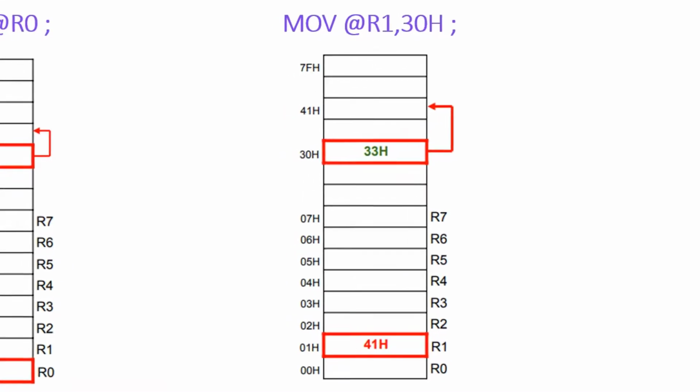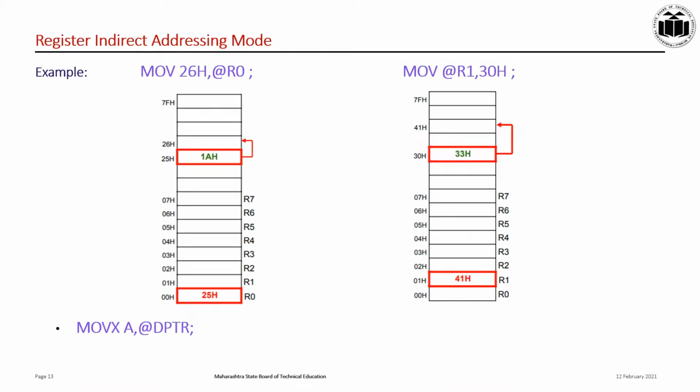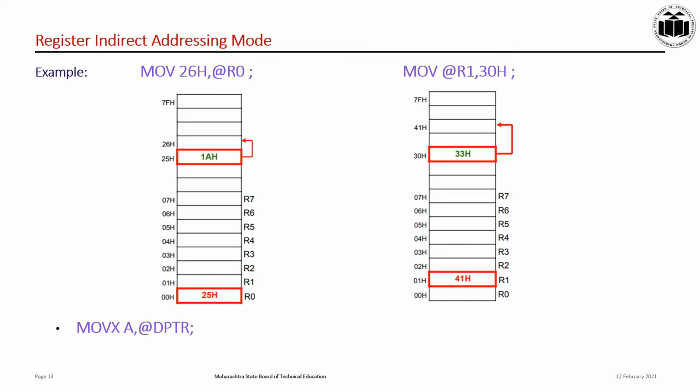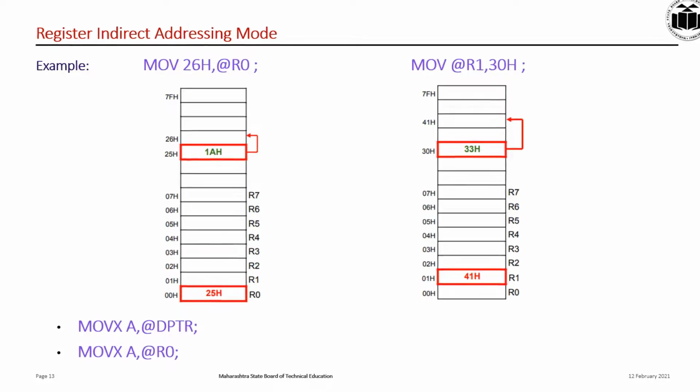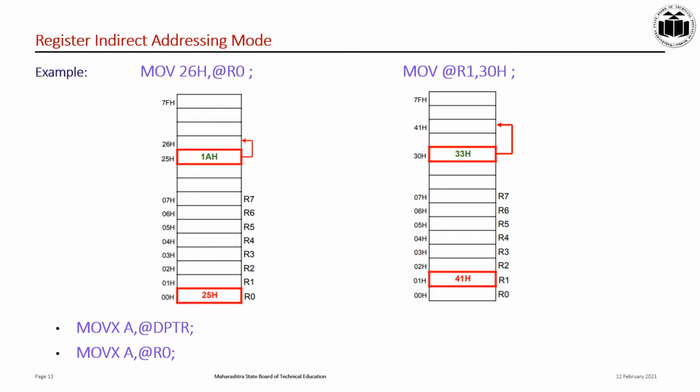Next example, MOVX A, @DPTR. Here, X is used in the mnemonic to indicate external memory. After the execution of this instruction, the content of the external RAM location held by DPTR is copied to the accumulator. Next example, MOVX A, @R0. The content of the external RAM location held by register R0 is copied to the accumulator.